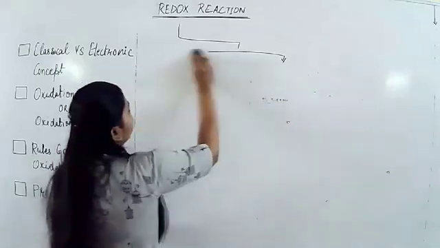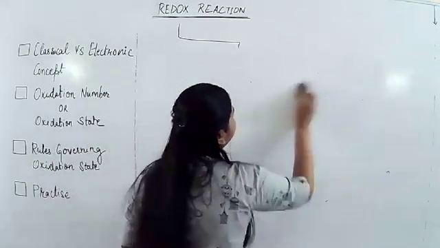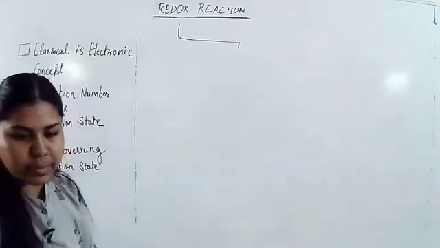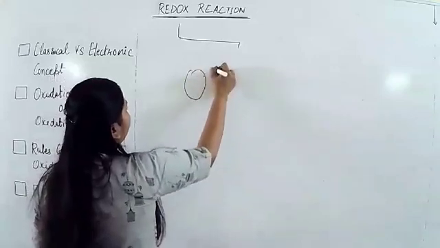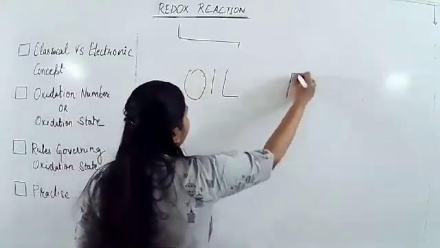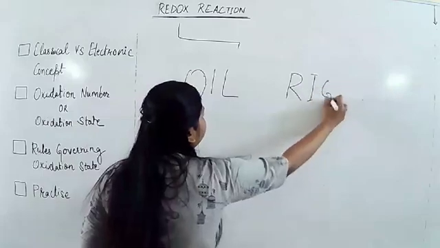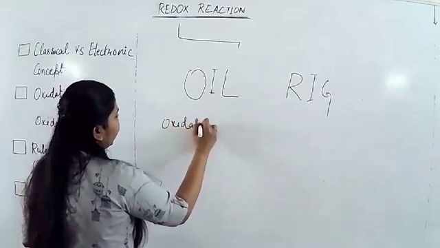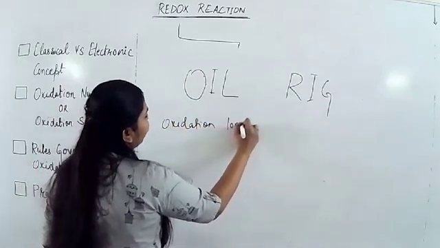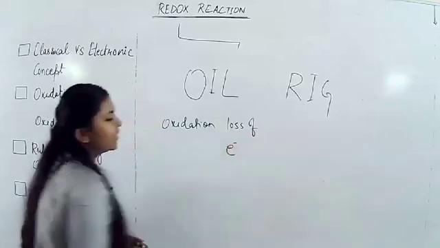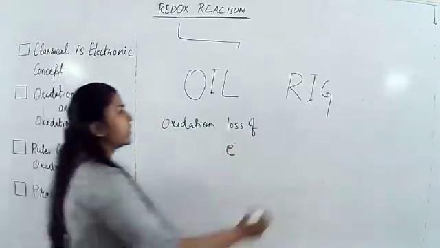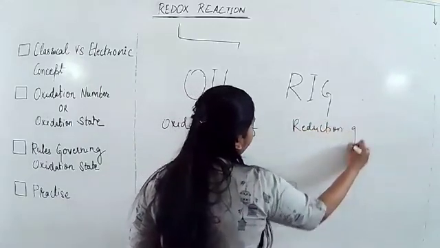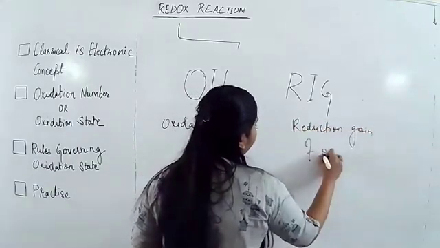To remember the electronic concept of oxidation and reduction, we have a small mnemonic. We can use the word OIL RIG. Rig means something like corruption, so you can imagine it like that. What does that mean? Oxidation Is Loss of electron, and Reduction Is Gain of electron. Easy.